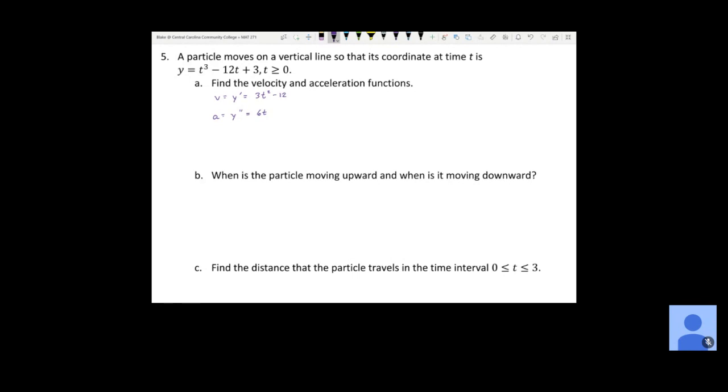So that's it for part A, right? So just finding the velocity and acceleration functions. Just remember velocity is the first derivative, acceleration is the second derivative. Any questions on part A?